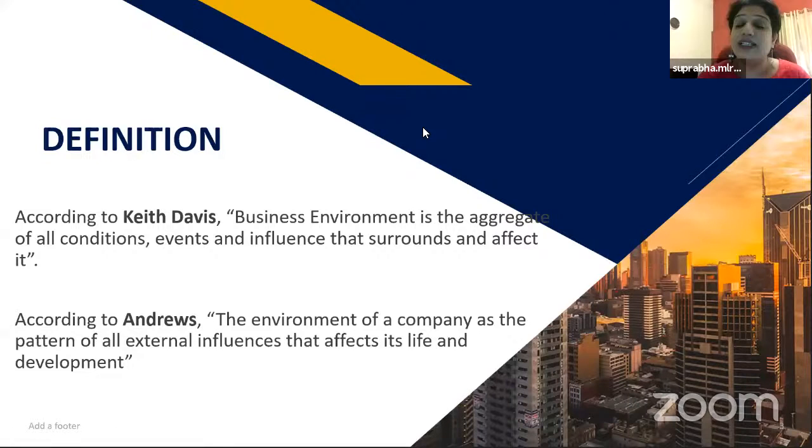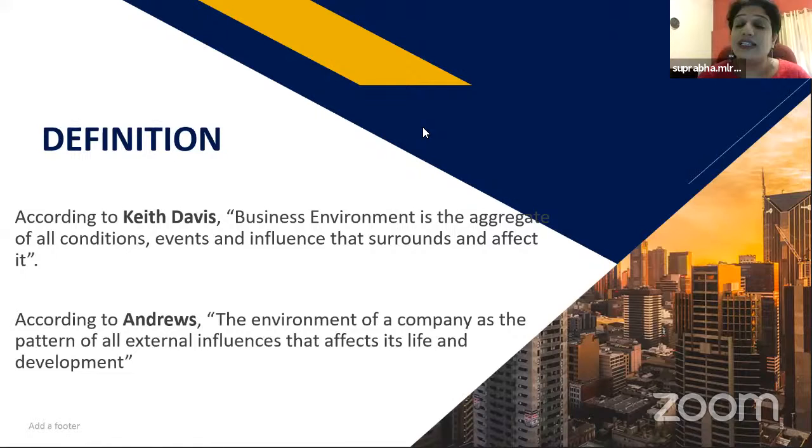Keith Davis says that business environment is the aggregate of all conditions, events, and influences that surround and affect it. So business environment can be an event, it can be a condition also. Right now, the corona pandemic is a condition. It is also a part of the business environment. What it does is influence whatever is surrounding it. So it can be a big organization, a small organization or a small business, or even an entrepreneur who doesn't have any recognition and is operating at a low scale. Whichever surrounds that particular environment gets affected by it.